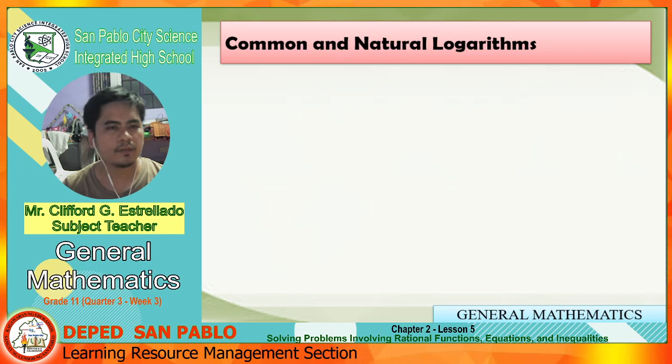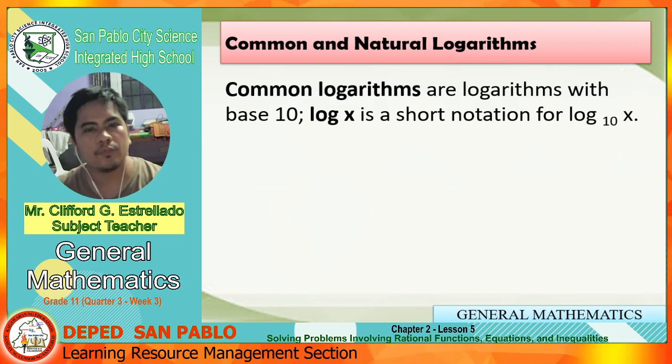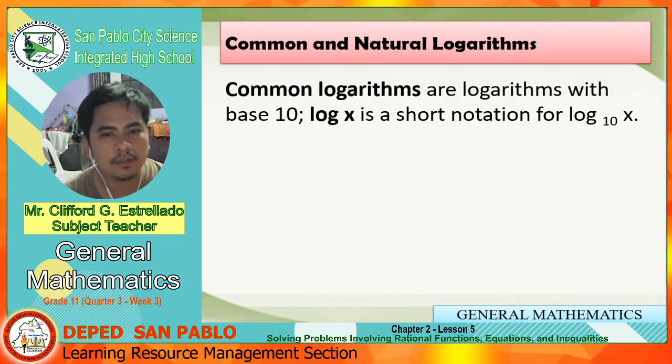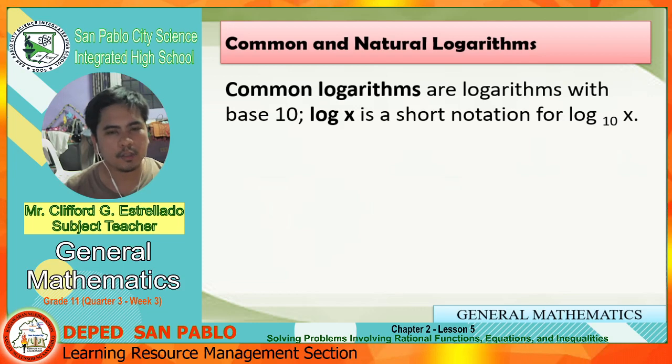We also have the terms common and natural logarithms. Common logarithms are logarithms with base 10. So logarithm of x is a short notation for logarithm of x with the base 10. Meaning, if there is no written base, let's say for example we have logarithm of x, it means that the base is equal to 10.